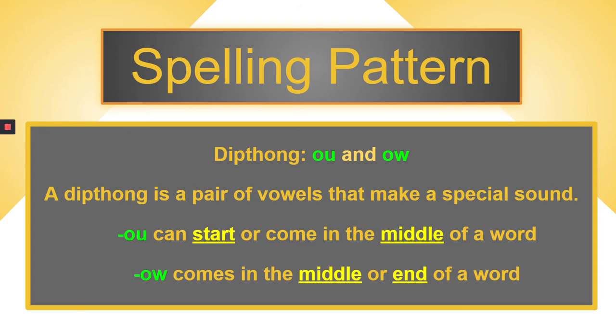Diphthongs OU and OW have a special sound they make of ow. A diphthong is a pair of vowels that make a special sound. In this case, ow. OU can start or come in the middle of a word. OW comes in the middle or end of a word.